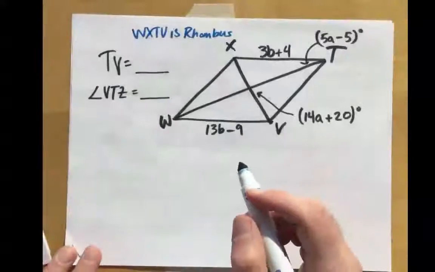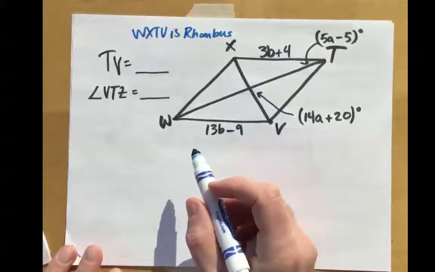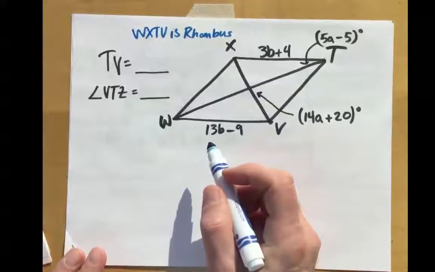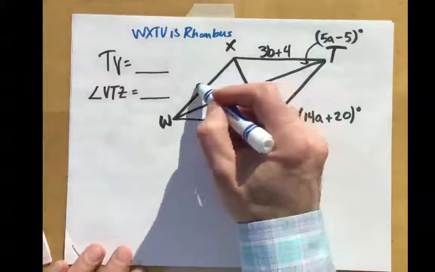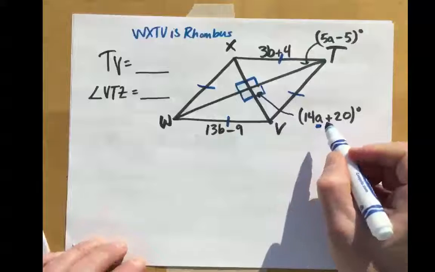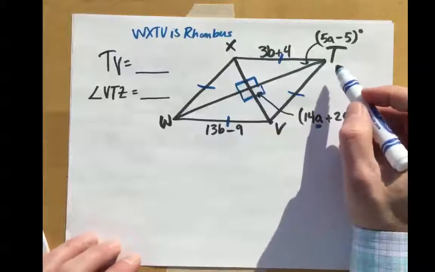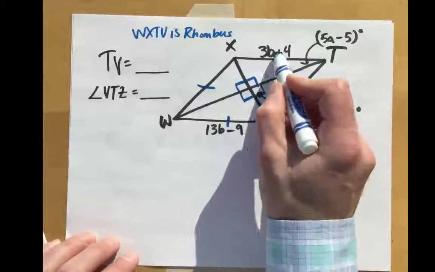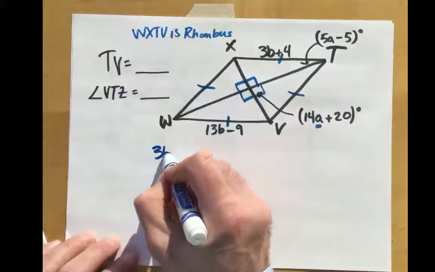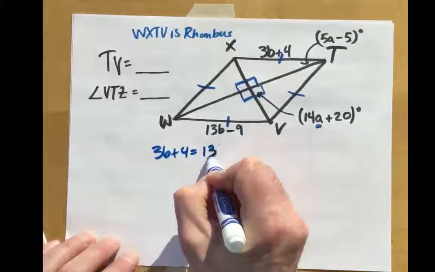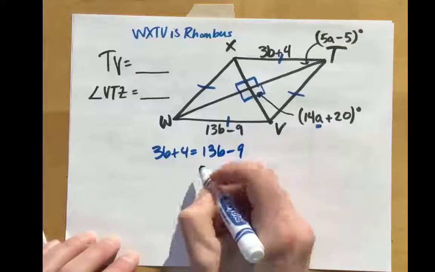In our next example, we're going to take a look at WXTV, and we see that it is a rhombus. Now, a rhombus, remember by its properties, all four sides are congruent to each other. Let's start off by finding the value of B and finding the length of side TV. We know opposite sides here are congruent to each other. In fact, all sides are congruent, so we're going to write the equation 3B plus 4 is equal to 13B minus 9.